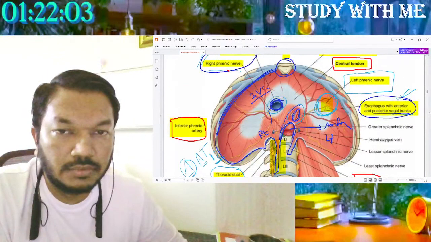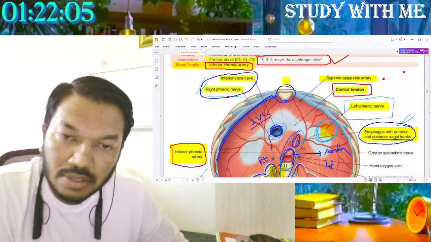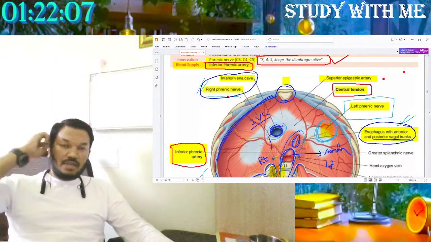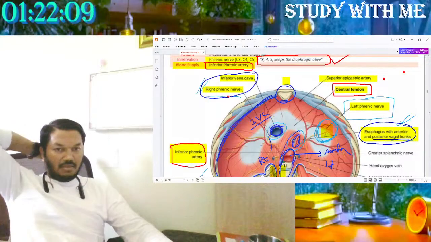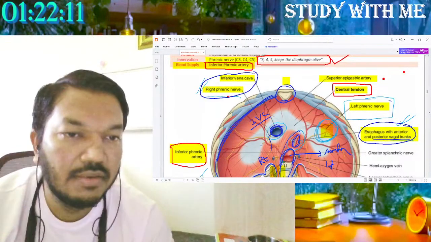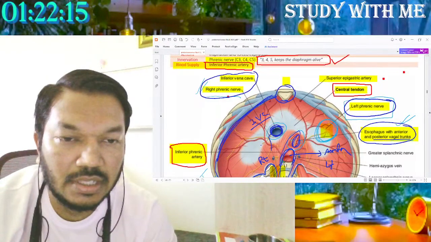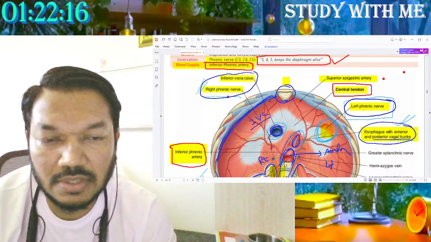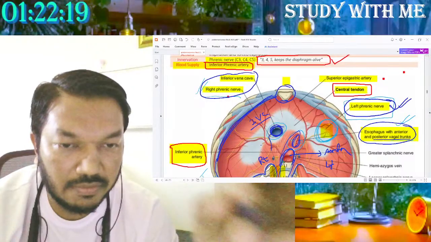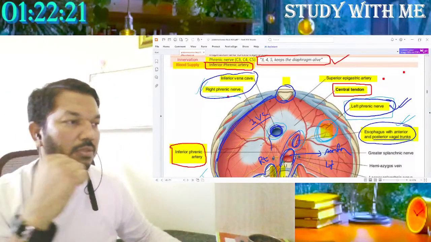Right phrenic nerve comes through the inferior vena cava opening, but the left phrenic nerve, you see here, directly pierces the diaphragm. It is not coming with any of the openings. Left phrenic nerve directly pierces the diaphragm and it goes to the abdomen from the thorax.